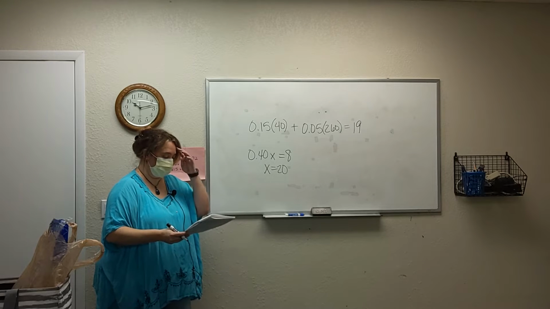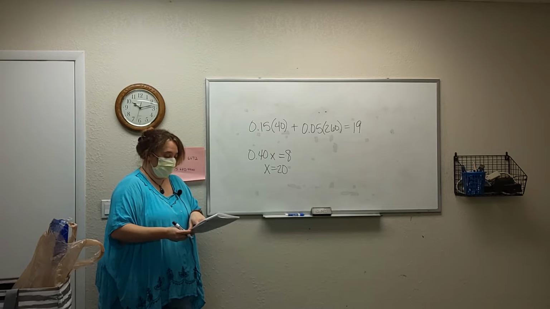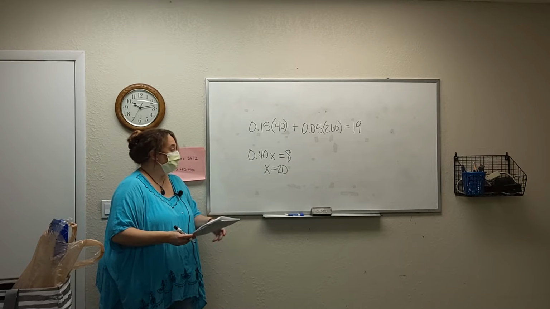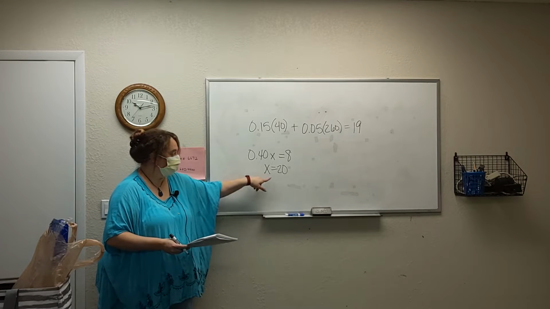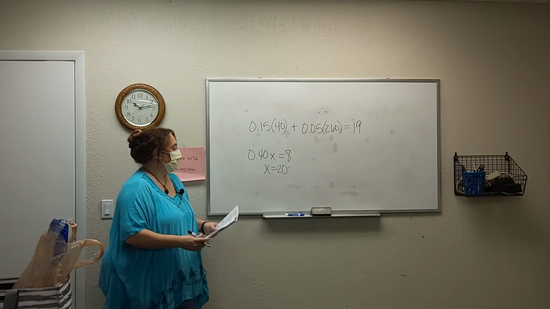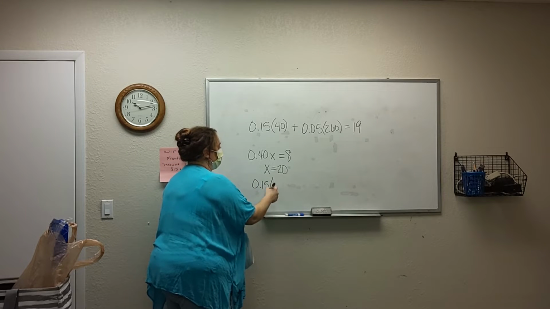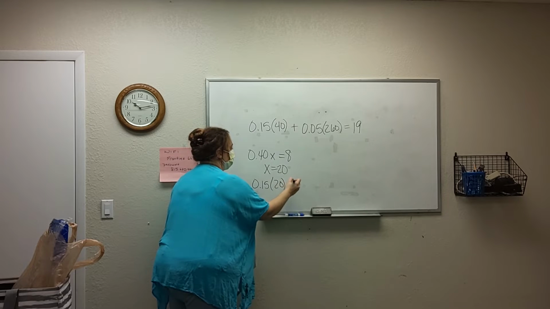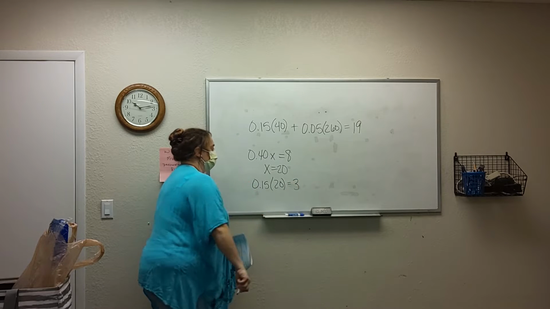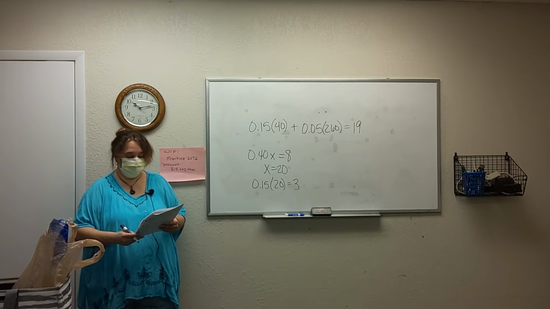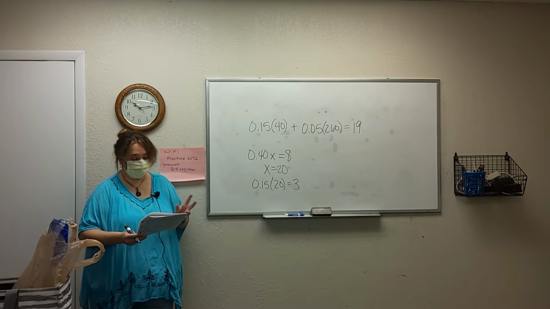So let's see if we can answer the rest of the problem. Then what is 15% of the given number? So I need to find 15% of my given number of 20. So 15% is a decimal, 0.15. Of means to multiply. My given number was 20, so 15% of 20, I believe, is 3. And that would be my answer. It would be 3, which is C.